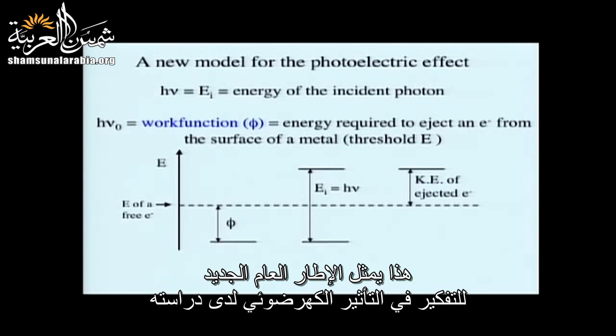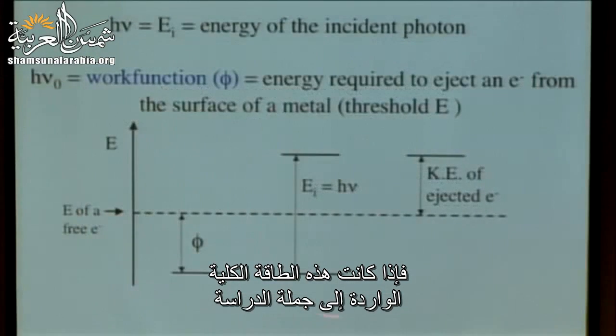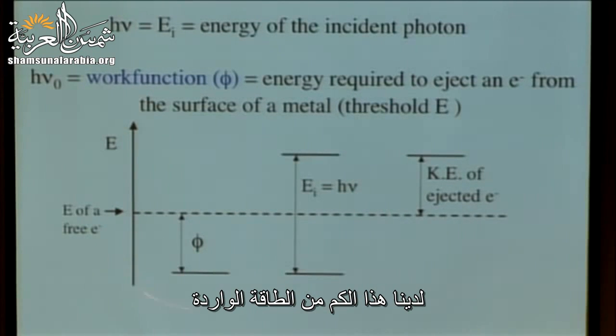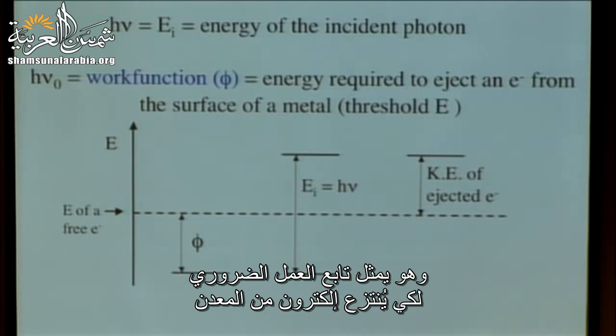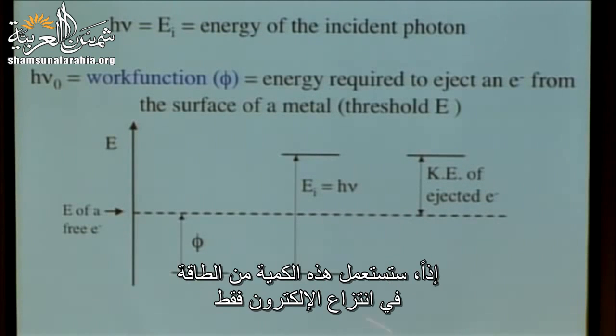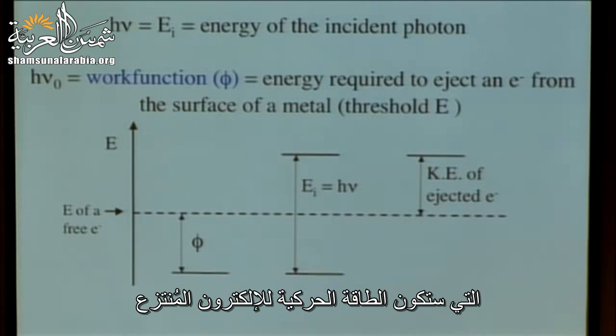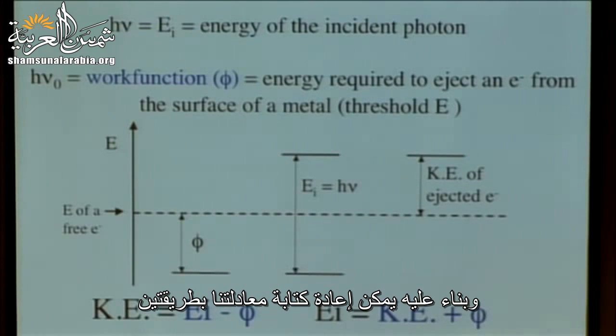So this is our new schematic way that we can think about the photoelectric effect. If this is the total amount of energy that we put into the system, we have this much energy going in. The metal itself requires this much energy, the work function, in order to eject an electron. So that much energy is going to be used up just ejecting it. And what we have left over is this amount of energy here, which is going to be the kinetic energy of the ejected electron.